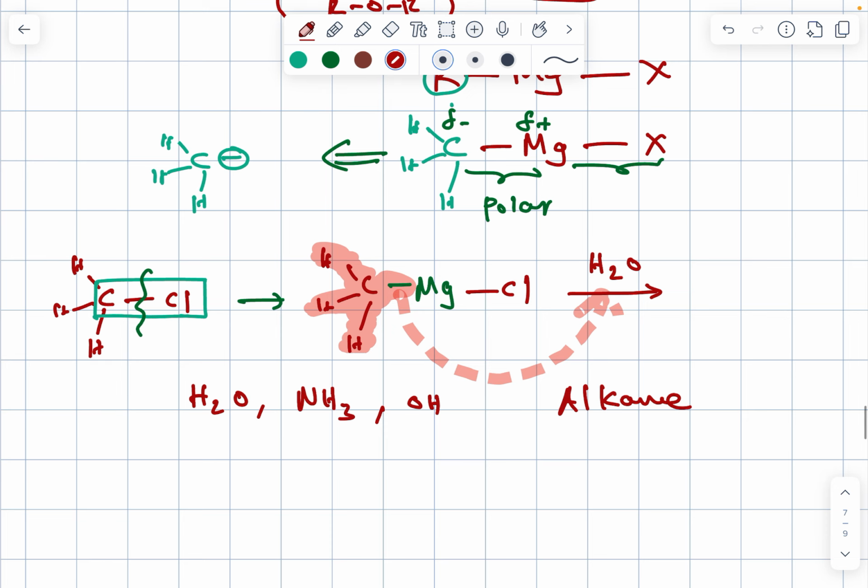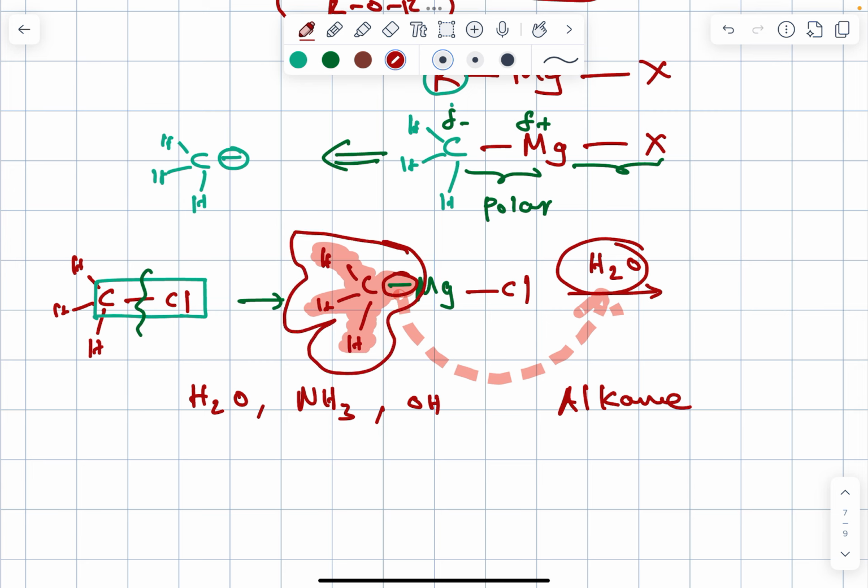Once I have the methyl magnesium chloride, I treat it with the proton source, the water molecule. What will happen? This entire area acts as a nucleophile. The negative charge of the nucleophile abstracts the proton from the water source. As a result, I am going to get the methane system.